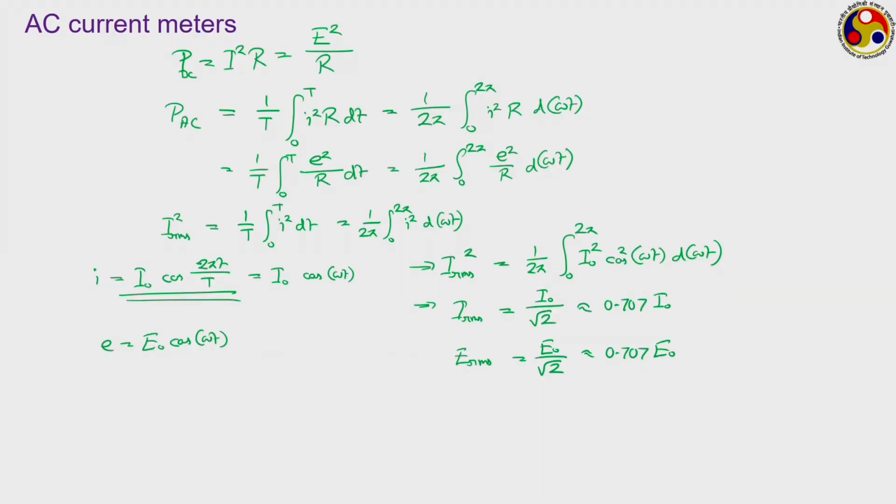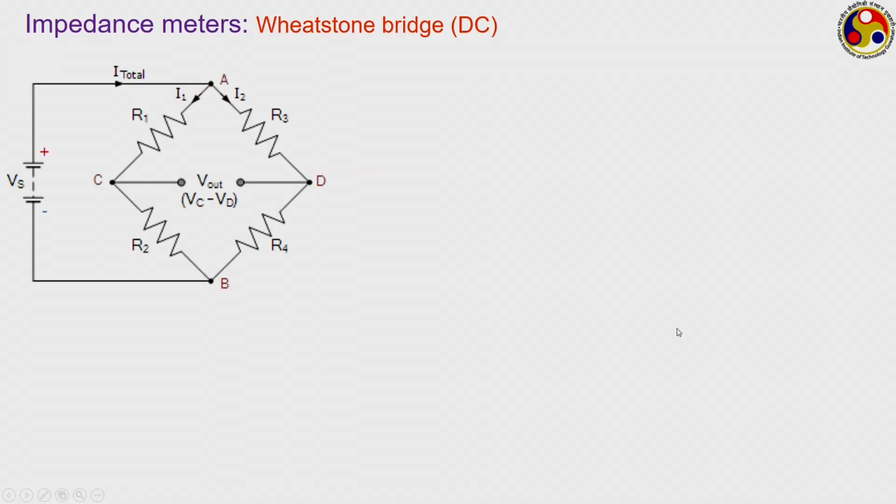So, this way we generally use any kind of voltage or current measuring meters using the principle of D'Arsonval movement. Another very important part of any such electrical circuit is the measurement of impedance. Impedance refers to resistance, inductance or capacitance, depending on which kind of circuit you are dealing with.